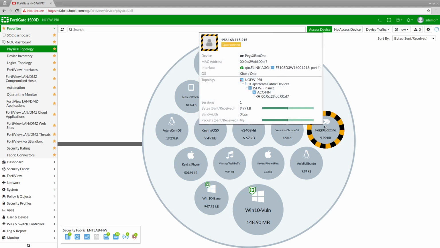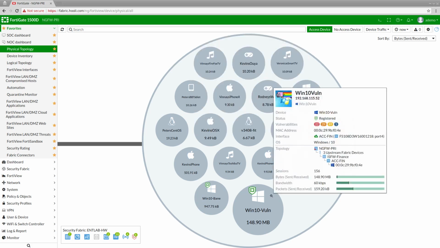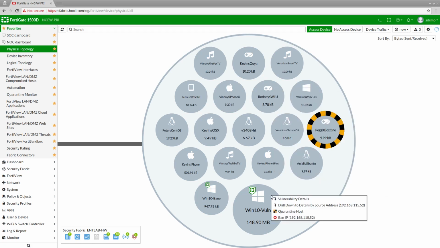We can see more detail about each client, which version, where it is within the Security Fabric, what switch port it's connected to, and detailed network statistics. For hosts running FortiClient, we can see granular user information, as well as any critical vulnerabilities that may exist. If you want to see more details, you can drill down further or take an action to ban or quarantine an individual host all the way to the switch port.